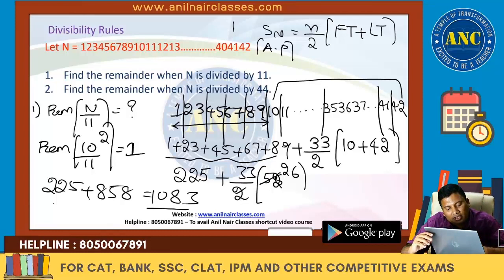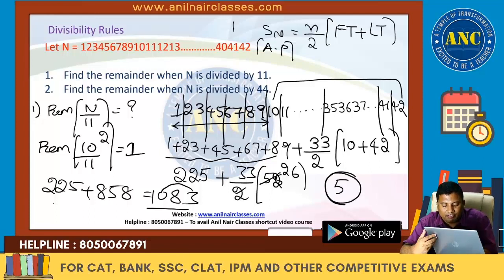Sum of odd places minus sum of even places. 3 plus 0 is 3. 3 minus 9 is minus 6. That means the answer for the first question is 5. Answer for the first question is 5. I hope the idea is clear. What is the concept I used here? Take a group of 2 digits and add them. That is the concept which I used. When divided by 11, I got remainder 5.